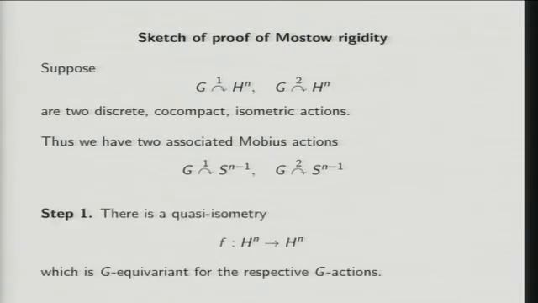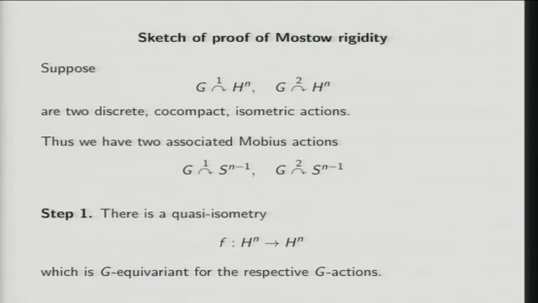So step one, there's a quasi-isometry from hyperbolic space to itself, which is equivariant with respect to these G actions. So this is basically just the fundamental lemma of geometric group theory, because you have the same group G. It has a discrete co-compact isometric action here, but the fundamental lemma tells you that G is quasi-isometric to Hn. And likewise here, if you just inspect the proof, you can compose one quasi-isometry with the inverse of the other, and you get this quasi-isometry from Hn to Hn, which will be equivariant.